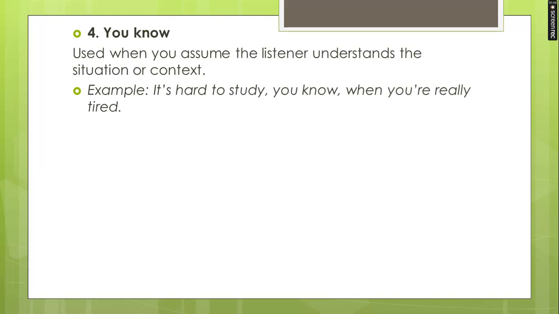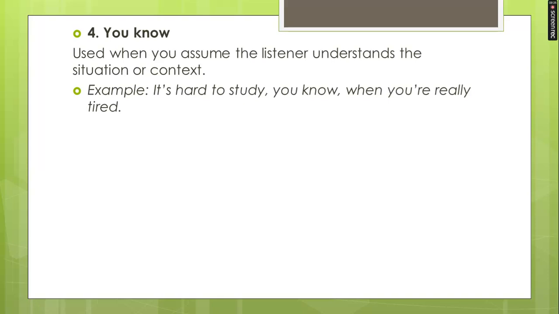We have number four, which is "you know." This filler, number four, "you know," we use it when you assume that the listener understands the situation or context. You assume that the person you're talking to understands the situation or context. For example, you can say, it is hard to study, you know, when you are really tired.